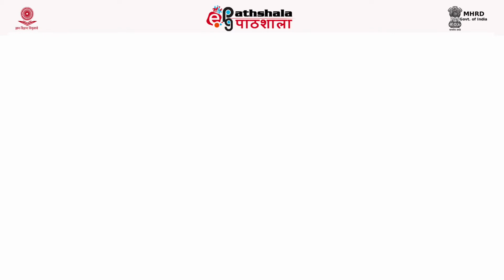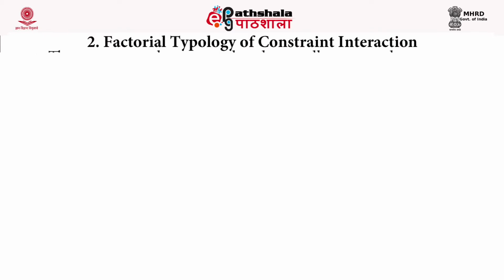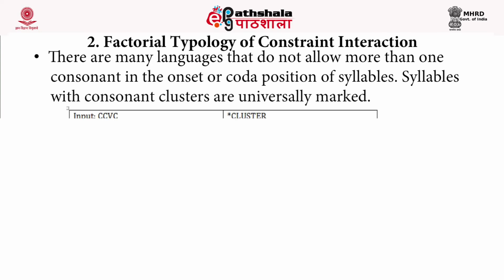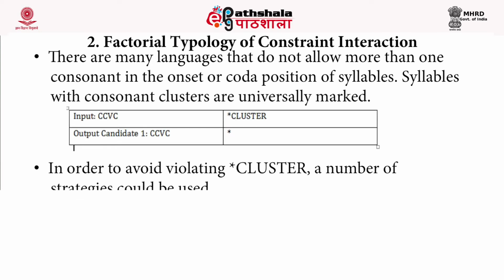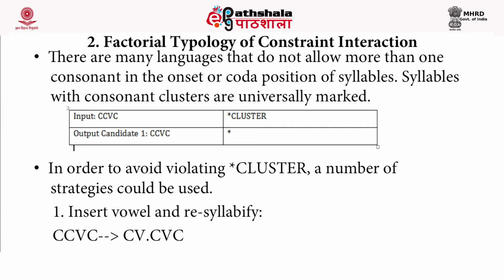Now we are going to talk about the factorial typology of constraint interaction. A factorial typology considers one particular constraint at a time and configures the different strategies that could be adopted to avoid violation of that constraint. For example, syllables with consonant clusters are universally marked. There are many languages that do not allow more than one consonant in the onset or coda position. For languages that do not allow consonant clusters, the number of syllables without clusters is much higher than the number of syllables with clusters.